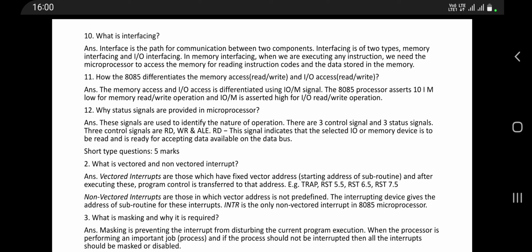So the status signal tells you whether it's a memory opcode fetch, or whether it's a read operation or write operation.